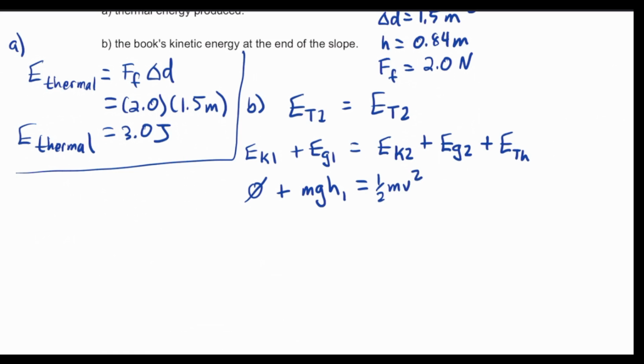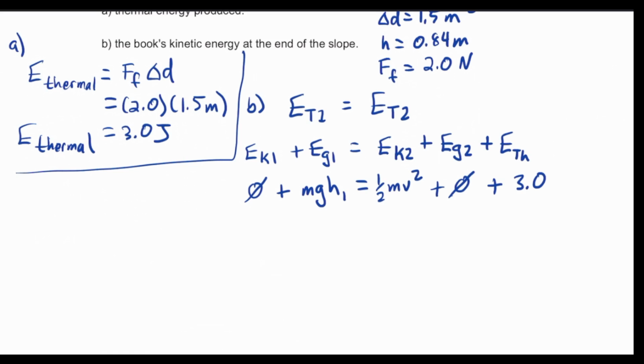At the bottom of the ramp, I know I have no height left, so the gravitational potential energy is going to go to 0. And the thermal energy we already calculated, so I can just put that in as 3.0. Alright, let's go through again, and let's find some more values.